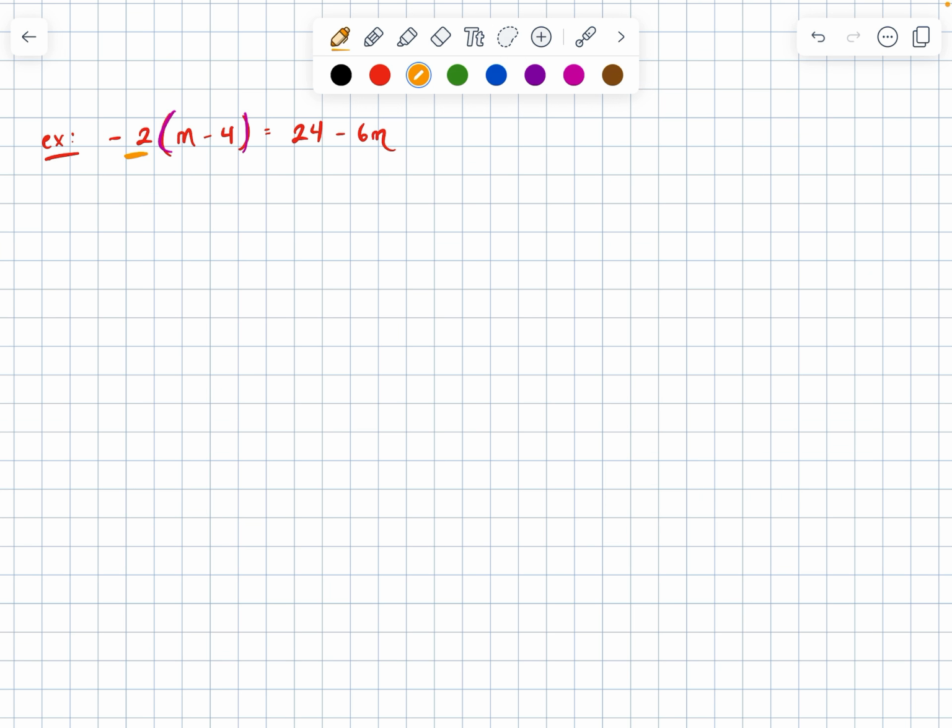Well, if I want to get rid of parentheses, often I want to take the thing right outside it and distribute it to each of the terms inside of those parentheses. So I'll use my distributive property to turn negative 2 parentheses m minus 4 into, well, it's negative 2 times m, and then negative 2 times negative 4, which becomes positive 8, equals 24 minus 6m. Cool. From here, we should feel kind of okay. If you haven't already, give yourself a minute. Let's solve this guy. Negative 2m plus 8 equals 24 minus 6m. Give me a value of m that makes this equation true. And go.